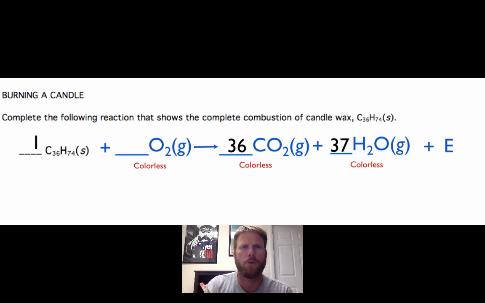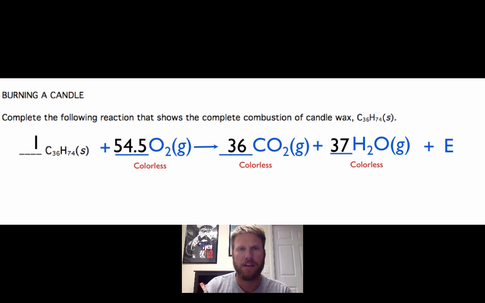I'm going to start by putting a 1 there. And then you will see that we need 36 carbons, so we need 36 CO2s, and we need 74 hydrogens, so we'll need 37 waters. That gives us 72 oxygens here for CO2, and then 37 more, so 109 oxygens on the product side. So we need 109 oxygens on the reactant side. Therefore, we have 54 and a half O2 molecules.